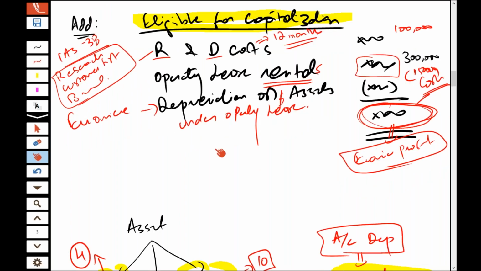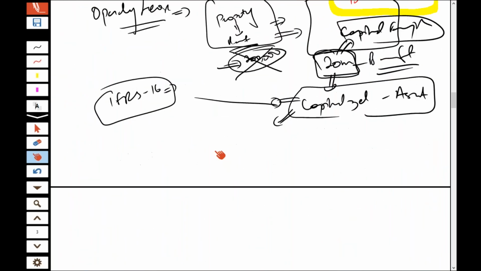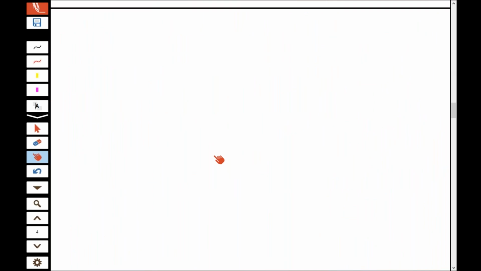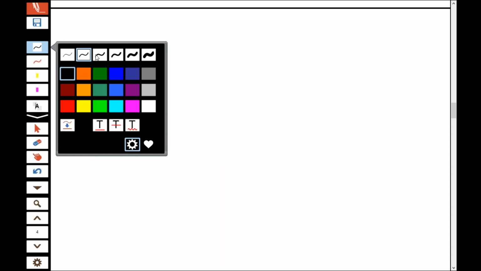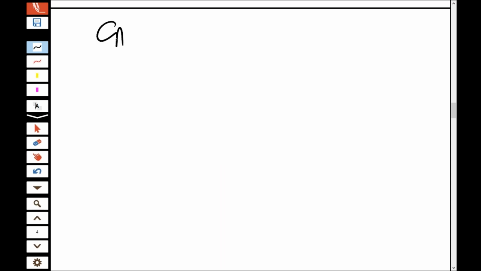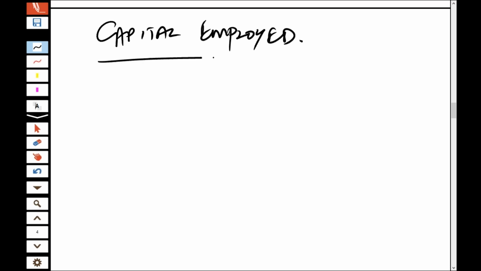Okay, let's move a bit forward and discuss further. The next aspect of this specific EVA computation is the calculation of capital employed. Now, what exactly do you mean by the capital employed?